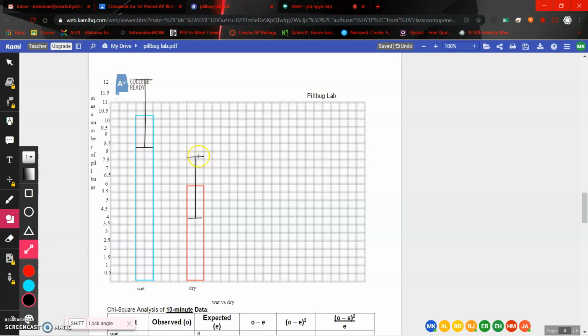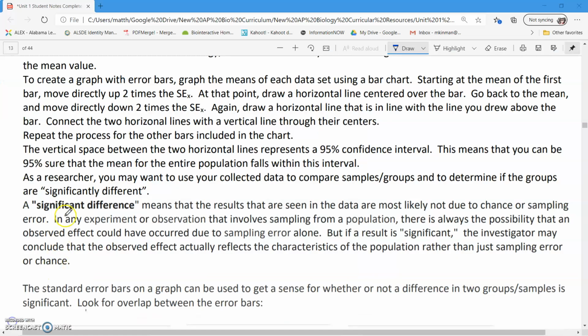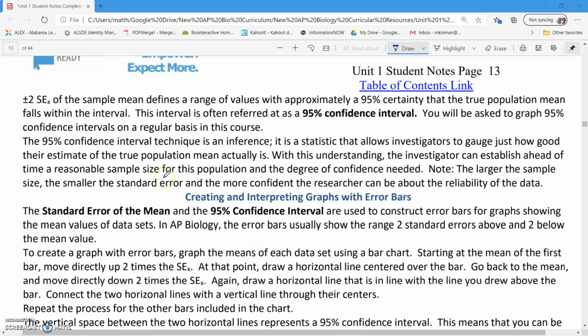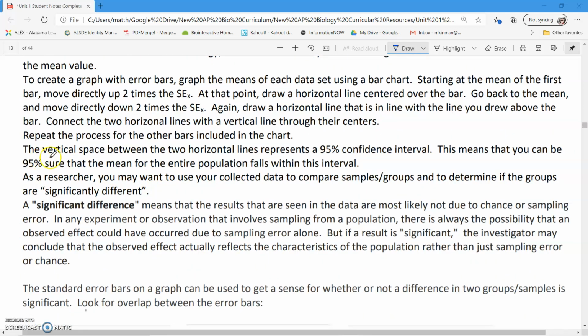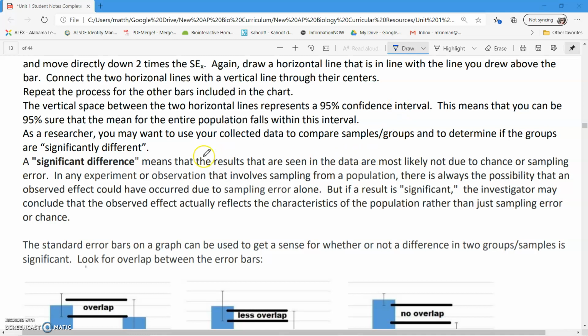All right, to figure out what that means, we're going to have to go back to our notes. Back on page 13, it says the vertical space between the two horizontal lines represents a 95% confidence interval. This means that you can be 95% sure that the mean for the entire population falls within this interval. So we have 95% confidence in our means. As a researcher, you may want to use your collected data to compare samples or groups and determine if the groups are significantly different. A significant difference means that the results seen in the data are most likely not due to chance or sampling error.